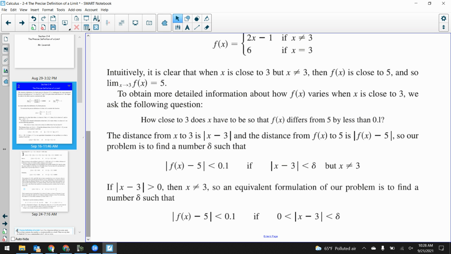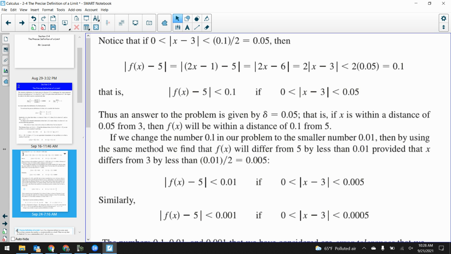If the absolute value of x minus 3 is greater than 0, then x is not equal to 3. So an equivalent here is the difference away from 5 is less than 0.1, right? The final output here that I'm going to get has to be less than 0.1 if x is between 0 and delta. The absolute value of x minus 3 is between 0 and delta. I want to make that number smaller and smaller and smaller. How small? Delta small.